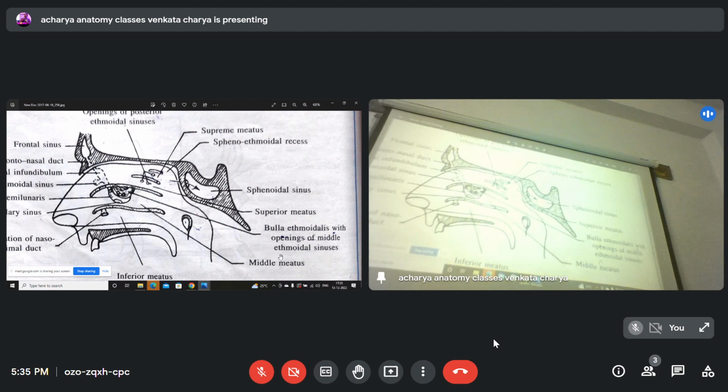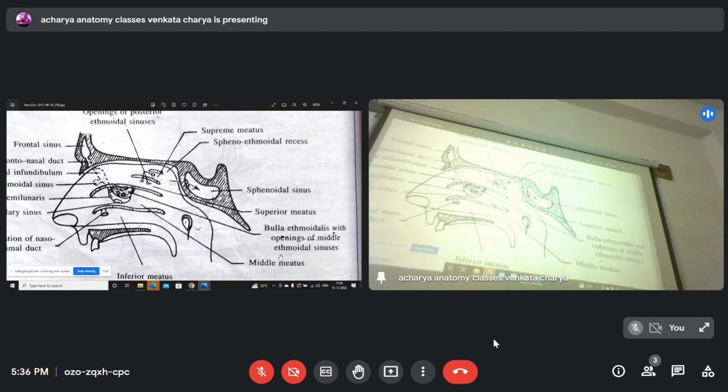Anterior part of the hiatus semilunaris. There is the opening of frontal air sinuses.